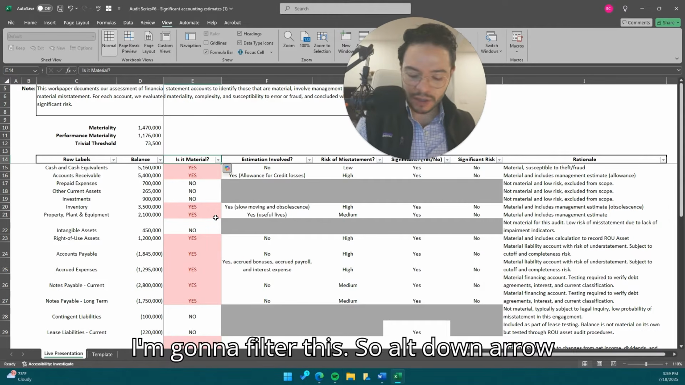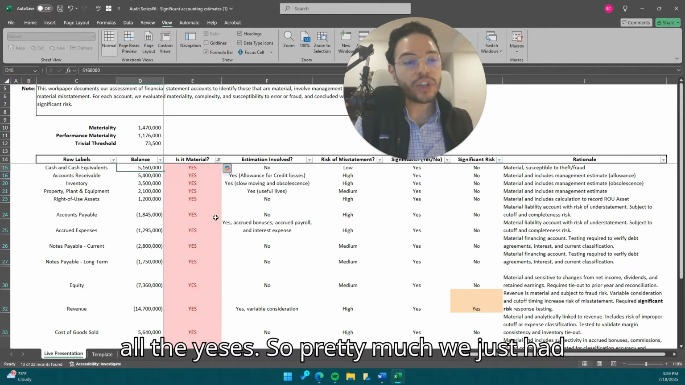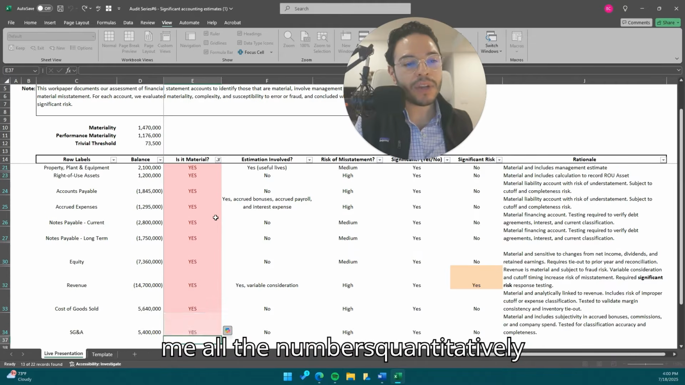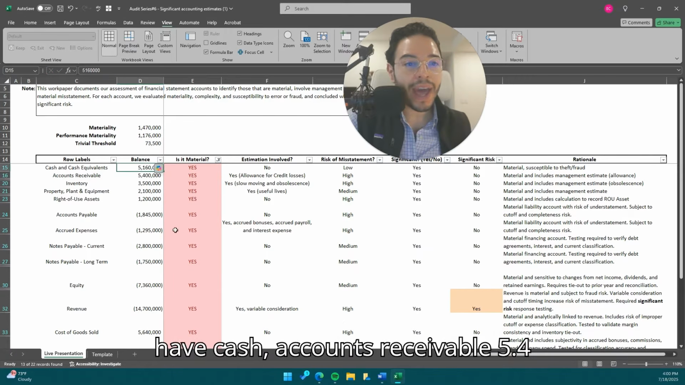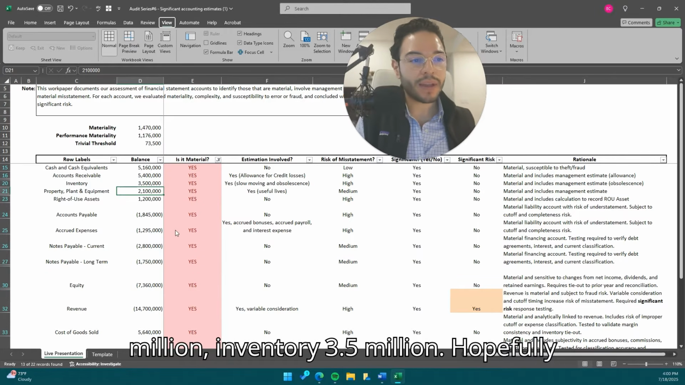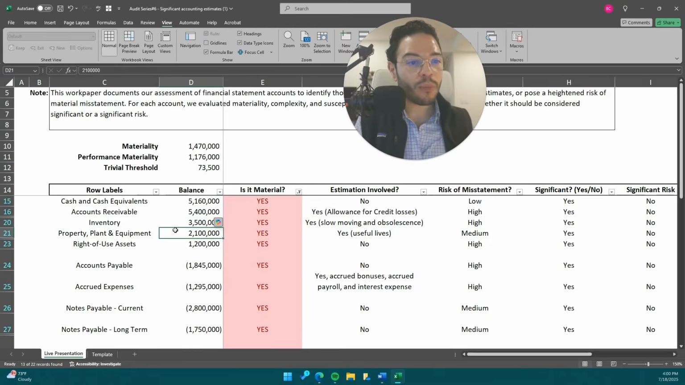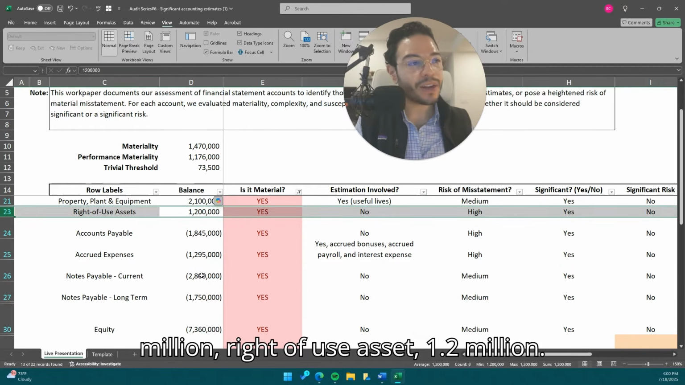So I'm going to filter this. Alt down arrow, and then you're going to just filter all the yeses. So pretty much we just had a formula to say, hey, Excel, give me all the numbers that are quantitatively material. And as you can see here, we have cash, accounts receivable, 5.4 million, inventory, 3.5 million. Hopefully you guys can see that. Let me make that a little bigger. We have inventory, 3.5 million, PP&E, 2.1 million, right of use asset, 1.2 million.